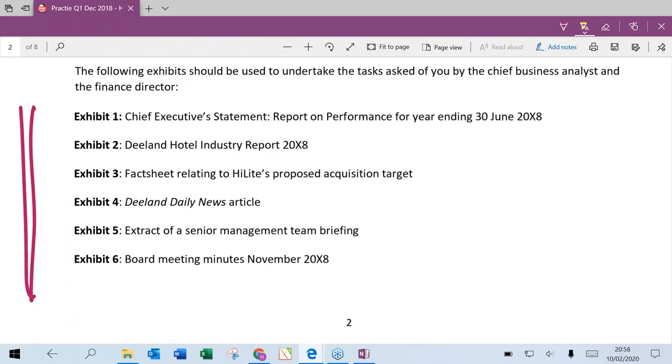Exhibit 1 is Chief Executive's Statement. Report on performance for year ending 30th June 2018. Okay. Exhibit 2 is D-Land Hotel Industry Report. Now, what is D-Land? D-Land is our home country, right? We are operating in D-Land. We are the market leader in D-Land, right? Exhibit 3, fact sheet relating to Highlight's proposed acquisition target. Yes, I saw the word acquisition target. Which model, ladies and gentlemen?